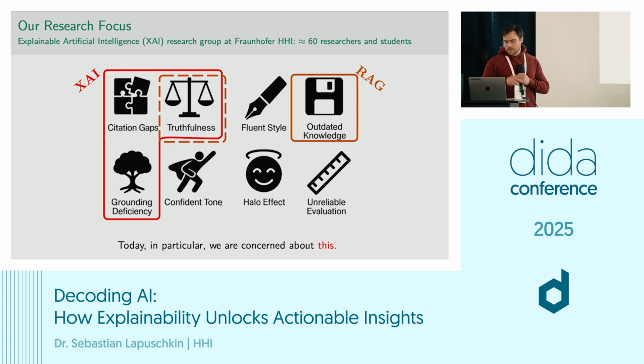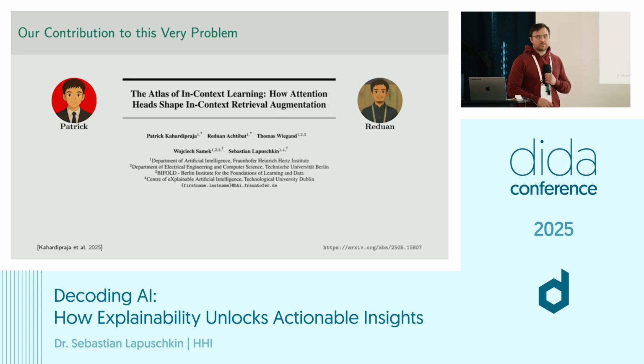So in this talk, I'm going to focus on these three problems about truthfulness, citation gaps, and grounding, with a quite novel method we have actually put online yesterday. So this is the link. I don't have a fancy QR code. This will be in the next version of the talk.